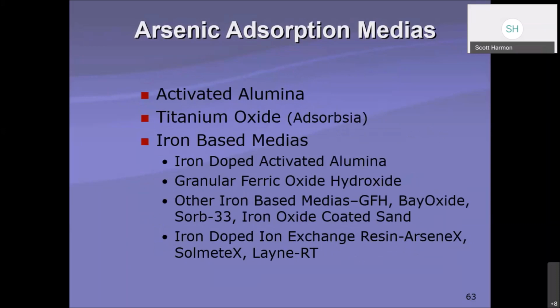So here are some different types of absorptive medias that are out there, and there's more than this now. This was created several years ago. There are different types: activated alumina, titanium oxide, and there's a trade name for it. Iron-based medias, so iron-doped activated alumina, granular ferric oxide hydroxide, other iron-based medias, GFH, and in our room, somebody's probably using some of these already. So these are just some of the trade and brand names for absorptive medias on the market. And again, there are more medias than that right now.